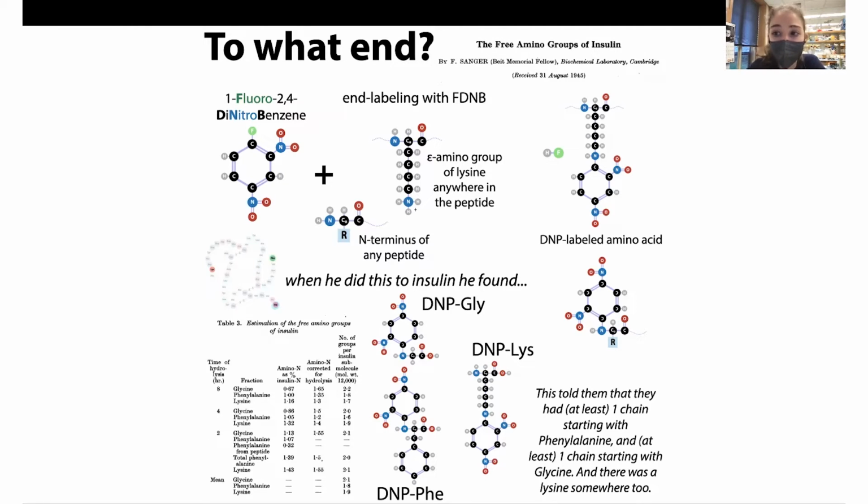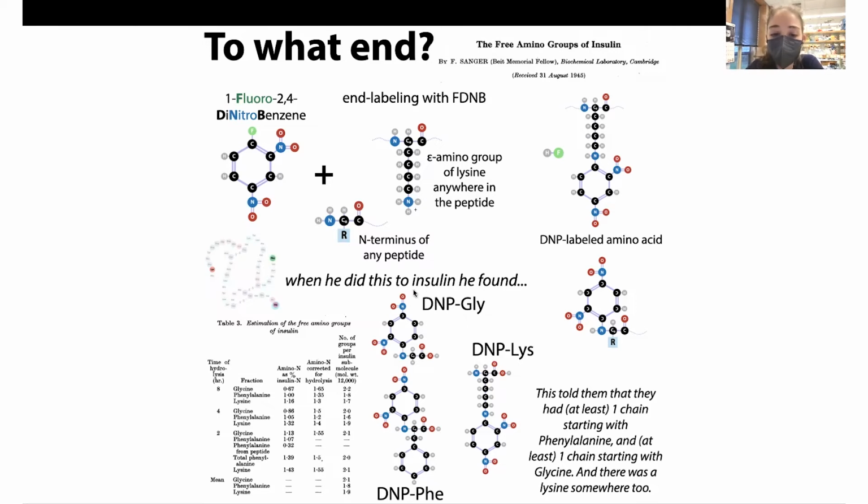And so basically different molecules will dissolve in different solvents, and you can use this as the basis for separating things. And so they could use this property in order to help separate the labeled amino acids from the unlabeled amino acids, and then compare them to known standards.